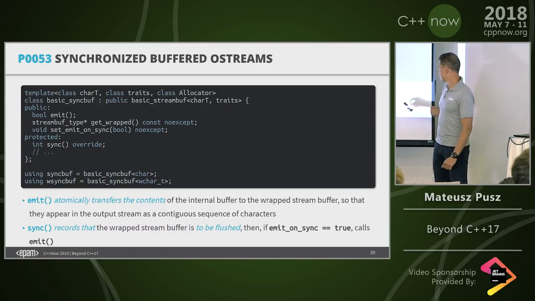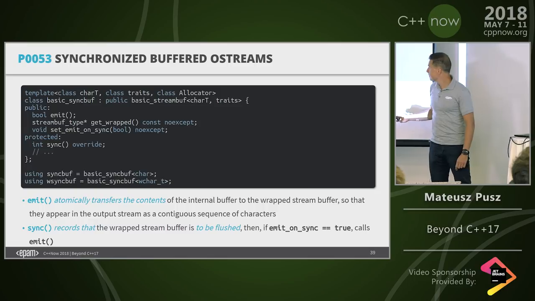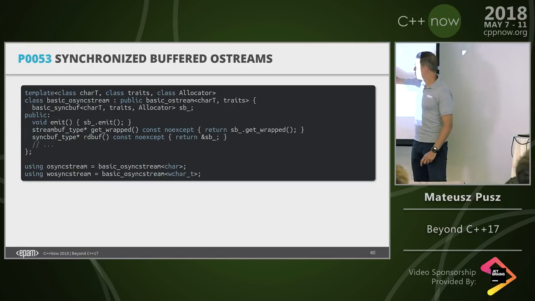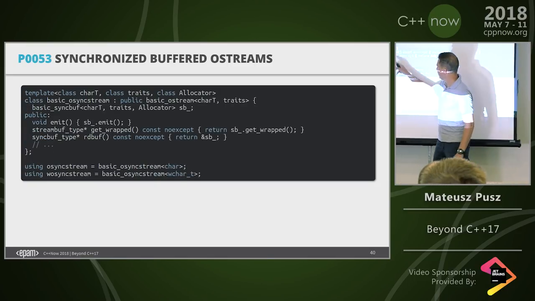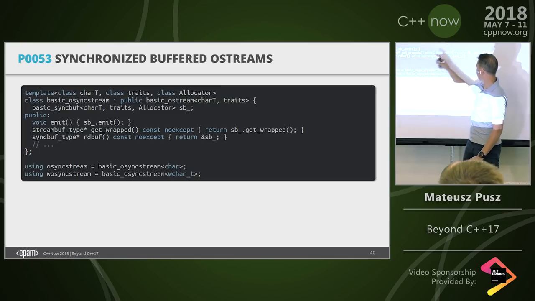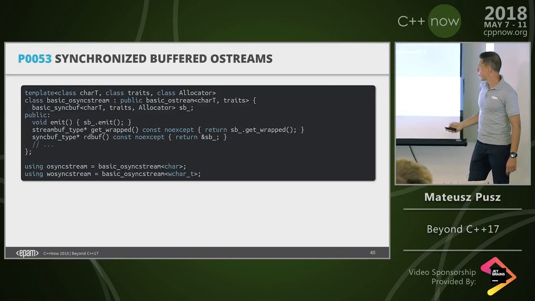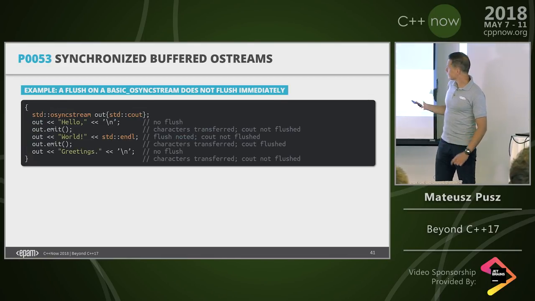If emit on sync equals true, then it will be called emit. And there's also basic_osyncstream that takes this syncbuf and passes all of these functions to the sync buffer member functions. And how it works.